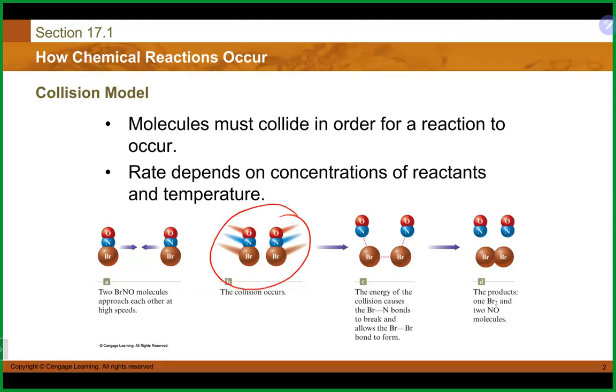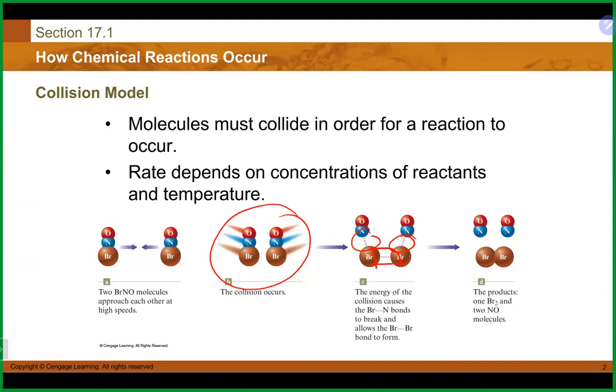The energy of the collision causes the bonds to start to break, which is these dotted lines here. And it also allows new bonds to form between, say, the 2 Brs, which is right about there. And then our products occur. So this goes back to, I think we might have talked about it in the energy chapter, the activation energy, which again is that minimum amount of energy required for reactants to get up and over the hill to the other side to make our products.